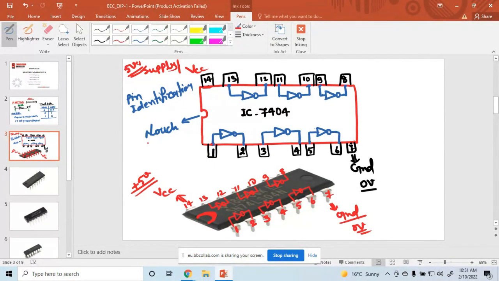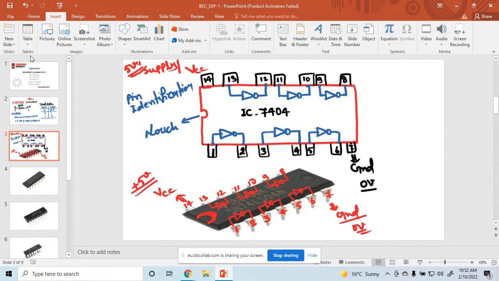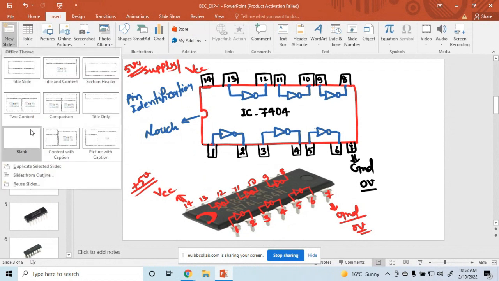Okay, fine. So now one thing, any questions? If you have no questions, then I am asking one question. What is the meaning of what is written here, SN74LS04N? What is the meaning of that? Another thing is, how to design this? Anyone have any ideas?